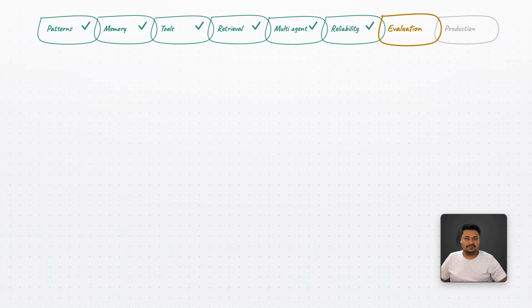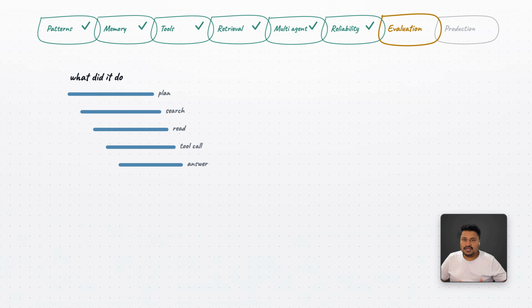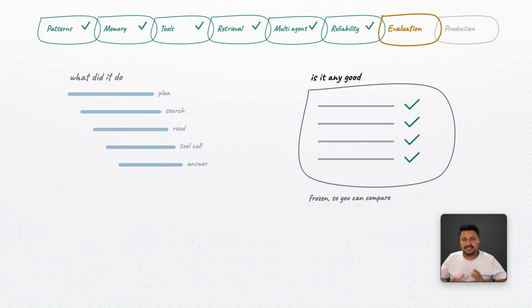Part 7, evaluation. Two questions: what did it do? Is it any good? Without a recording of the run, every bug is a guess. Without a fixed set of test questions, you can't tell if a change helped or hurt.